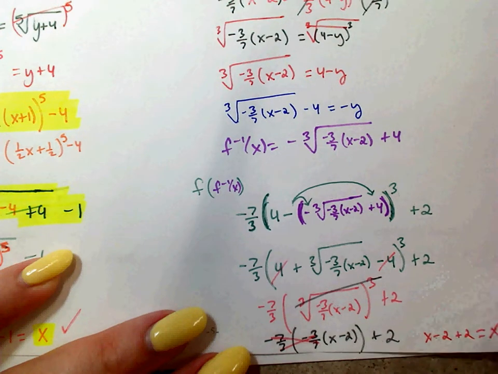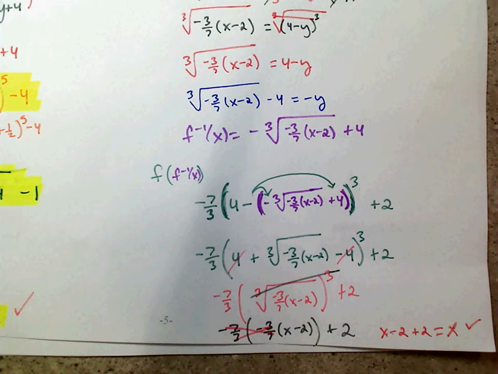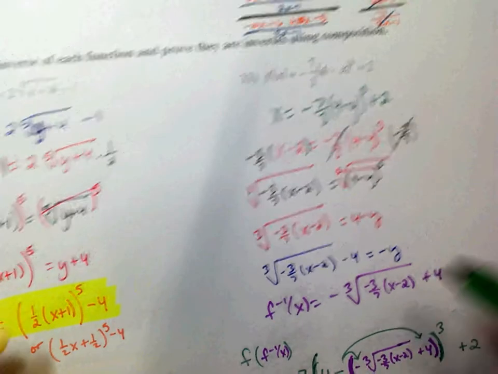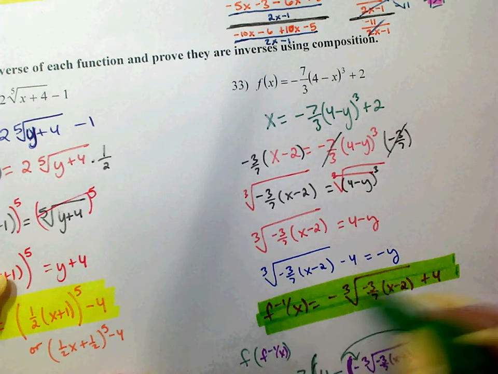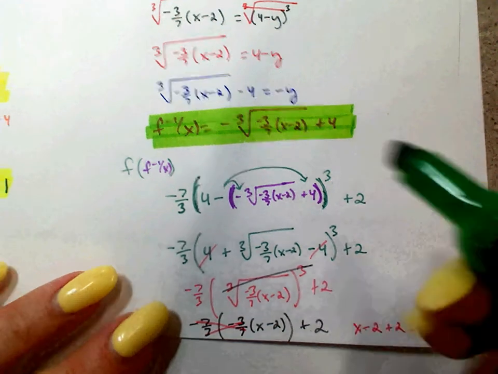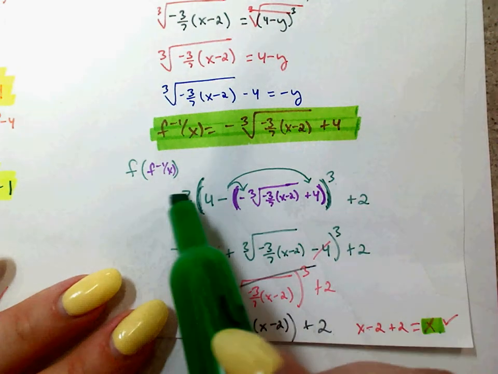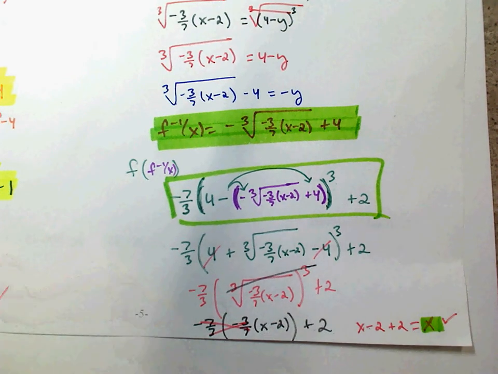Okay. So my answer is, this is the inverse. And then the fact that I got down to x, and I would expect to see the composition. Okay. And that is 30 through 33.